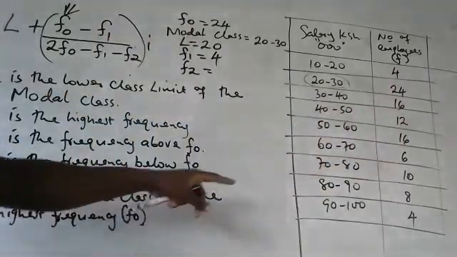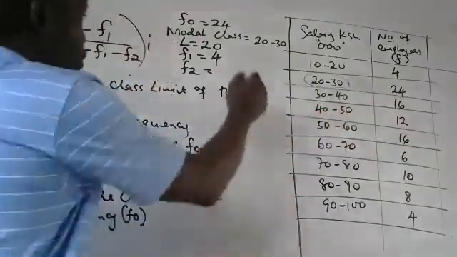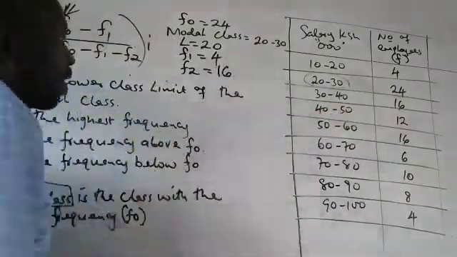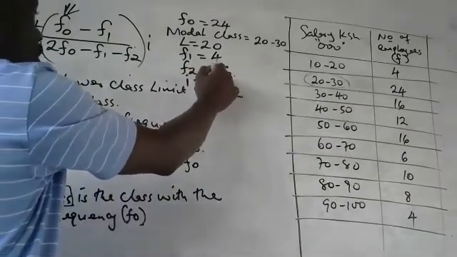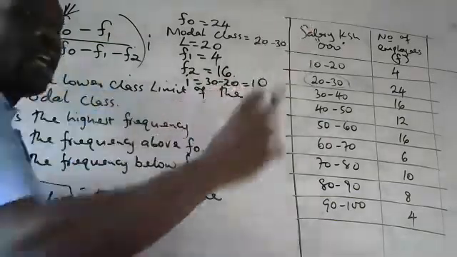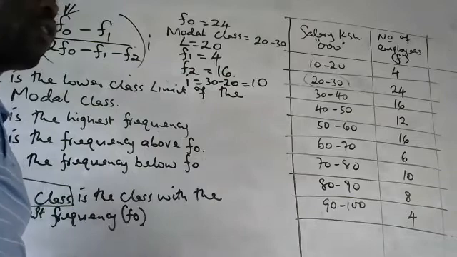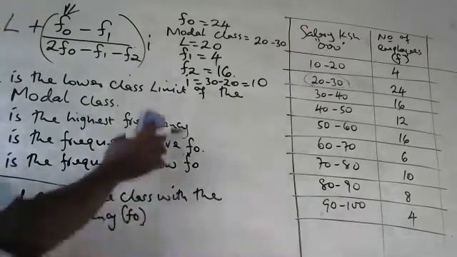The frequency below F0. In this case, the frequency below 24 is actually 16. And I is the class interval. In this case, 30 minus 20 is actually 10. And now you have all the values that you need to be able to calculate your mode.